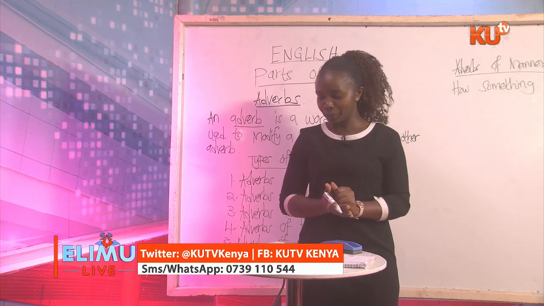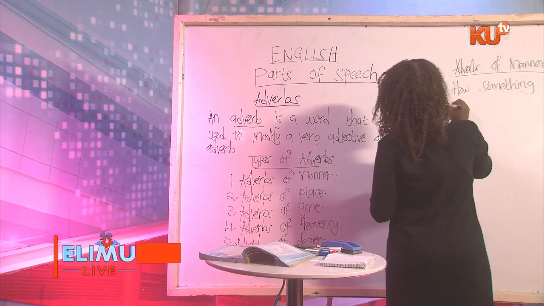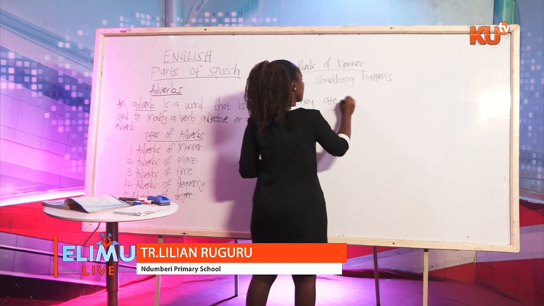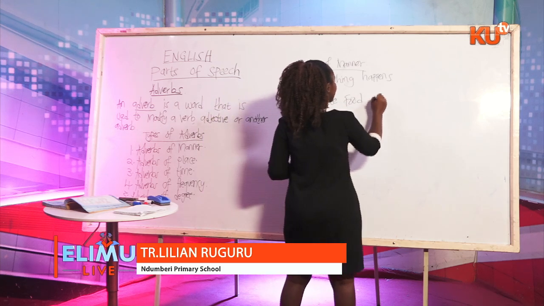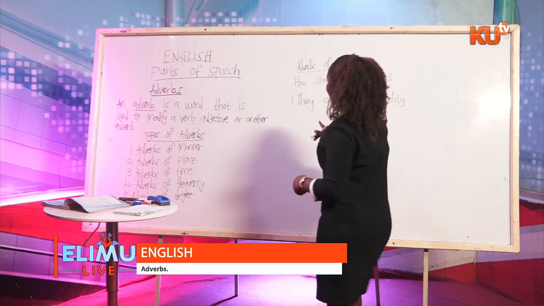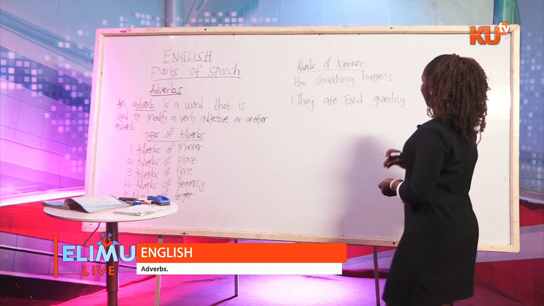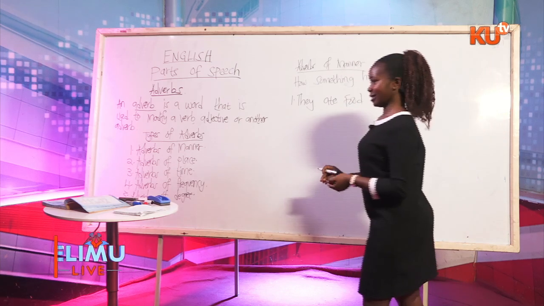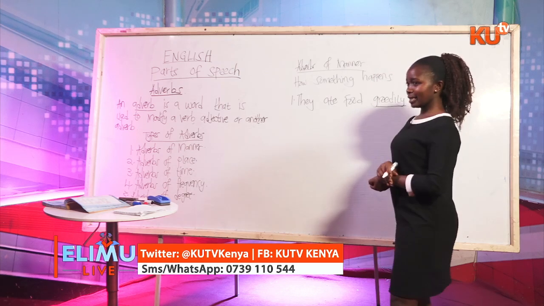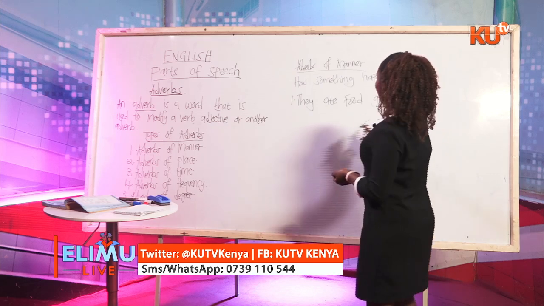Now, for example, in sentences, we have an example in a sentence here, and it says, they ate food greedily. Now, the manner in which they ate, that is greedily. They ate food greedily. Now, our adverb of manner here is greedily.